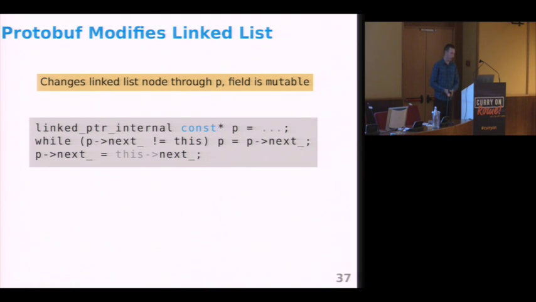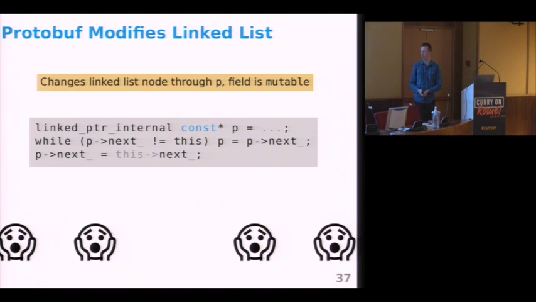Protobuf, however, also modifies a linked list through a const reference. So if that P there has a const, what that const means is the node should not change. The second line, that while loop, just iterates over it. That's fine. And the final line there writes to the next field of P, which definitely changes the linked list, which would be very unexpected if you weren't expecting it.